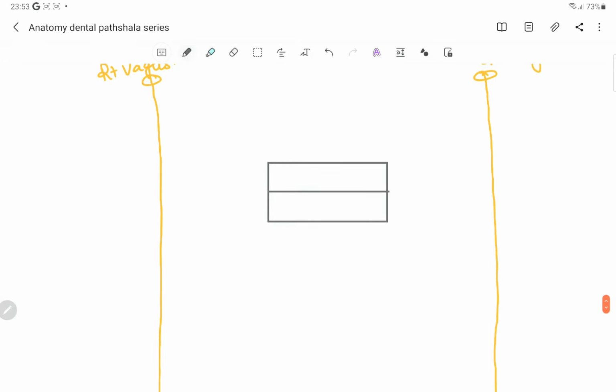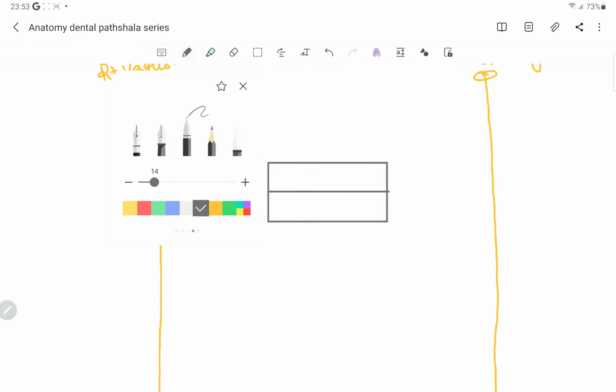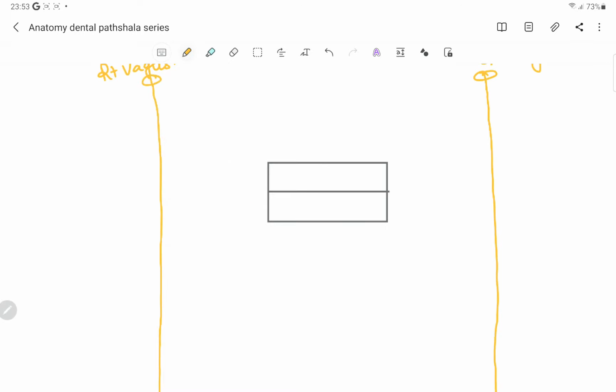If you recall from the pharyngeal arches video, we have got the superior laryngeal nerve from the fourth pharyngeal arch. So the superior laryngeal nerve from the fourth arch. Let's draw it on both sides. Now the superior laryngeal nerve, guys, gives rise to two branches on both ends. One is the internal laryngeal nerve.